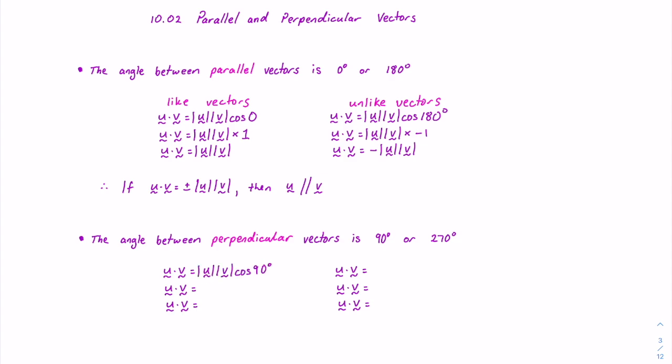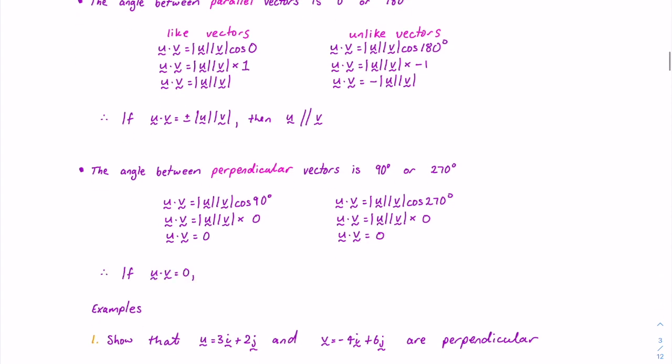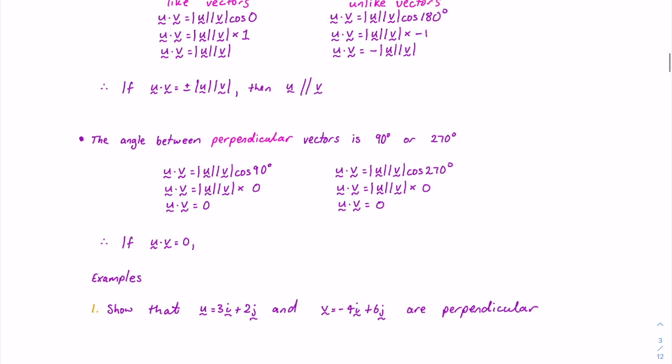So if it's 90 degrees, cos of 90 equals 0, of course. So the dot product would equal 0. Also, if it's 270 degrees, cos of 270 does equal 0 also. So either 90 degrees or 270, you're going to get that the dot product equals 0. So therefore, if the dot product equals 0, then they are perpendicular.